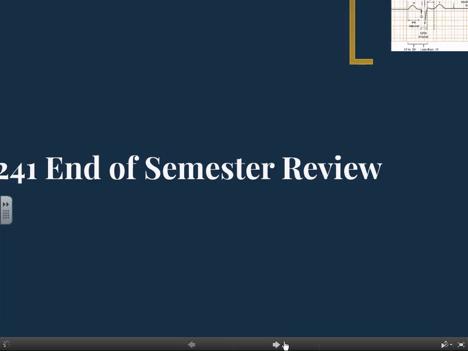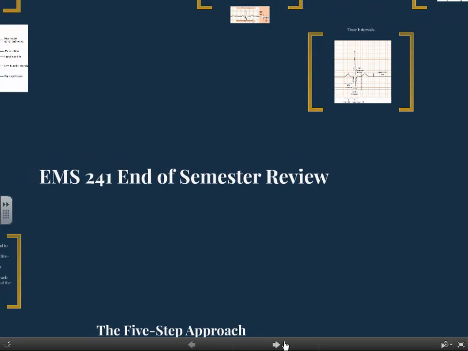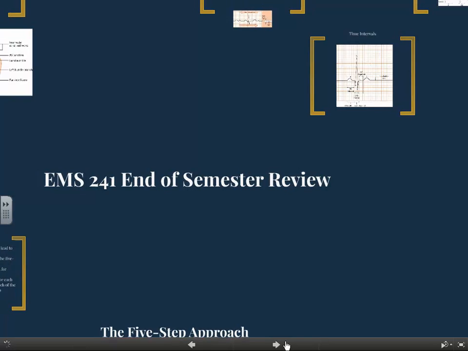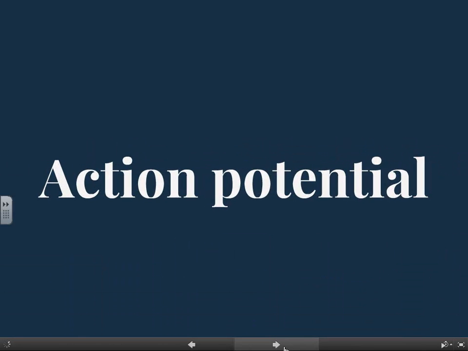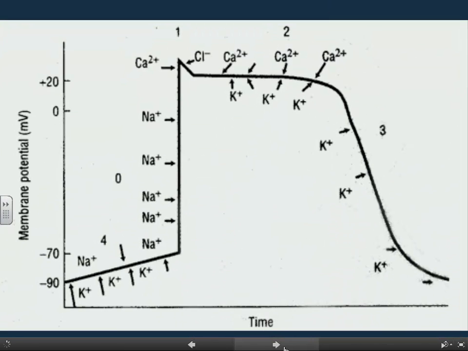Alright, so we're just going to hit kind of everything in a nutshell of what we've talked about this semester. So the first thing we're going to talk about is cardiac physiology, and we're going to include a little bit of the electrophysiology in there. And really it's going to be anatomy and physiology. The first thing that I wanted to talk about is the action potential stuff.